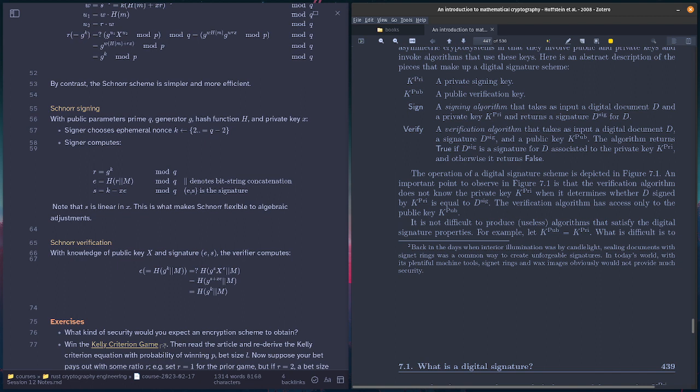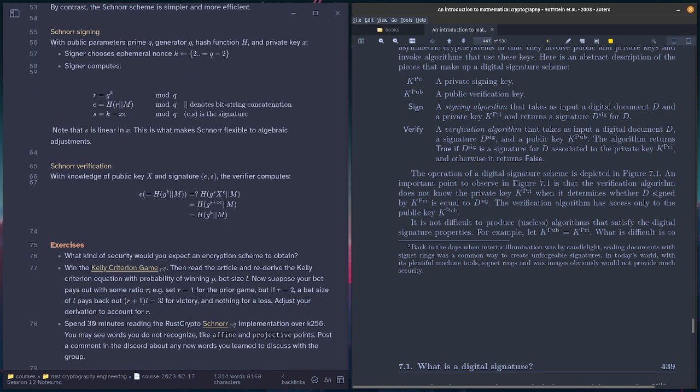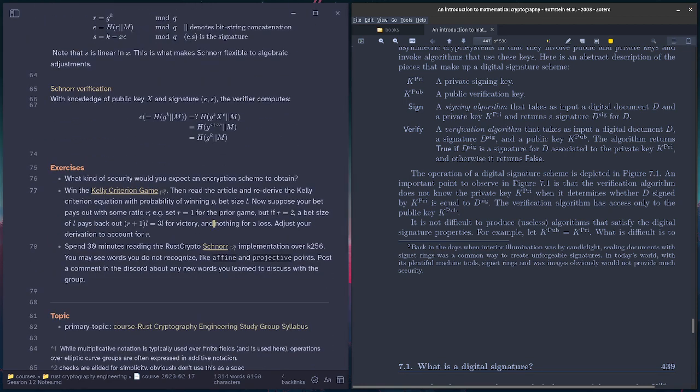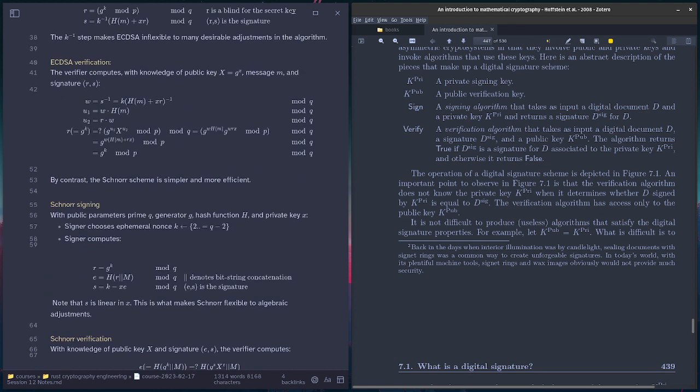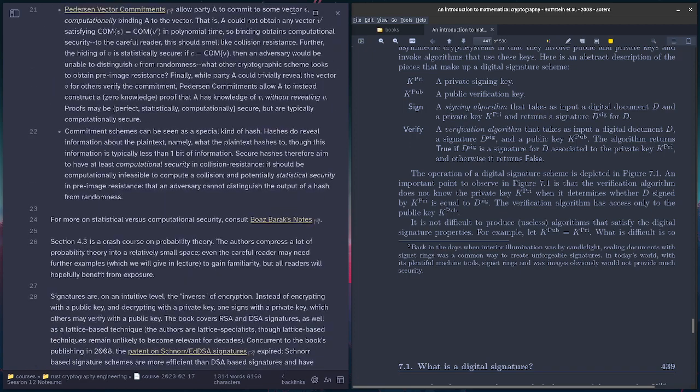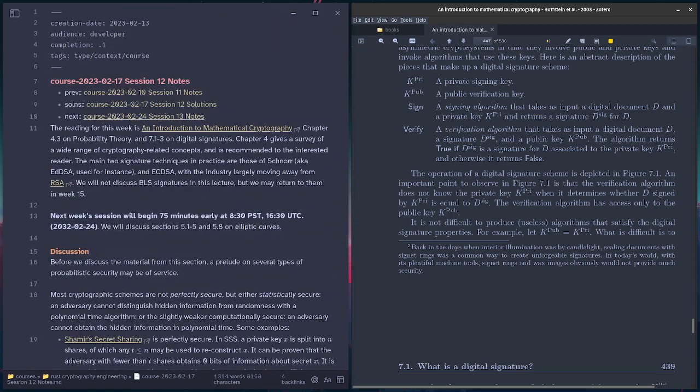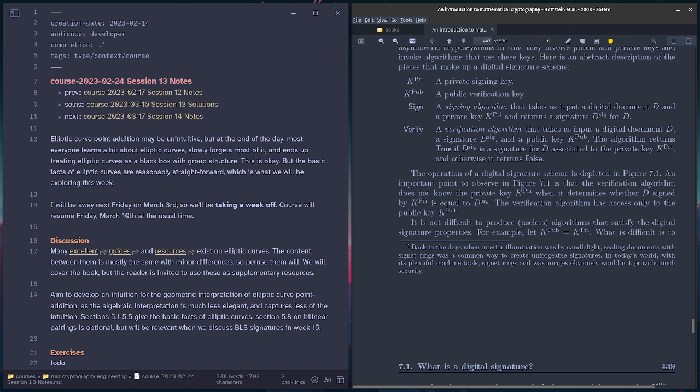And maybe a preview to next week. Next week we'll be talking about chapter 5 on elliptic curves. As I mentioned, we'll be starting 75 minutes early next week so that I can make my plane. In addition to chapter 5 in the book, there are some resources recommended in next week's course notes if you wanted to take a sneak preview.